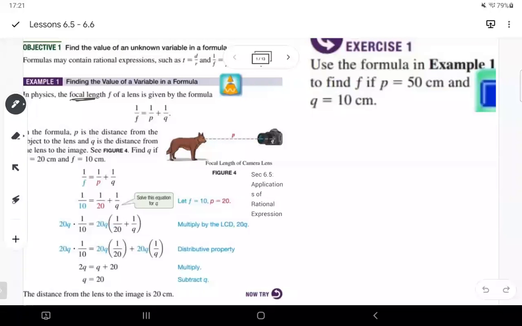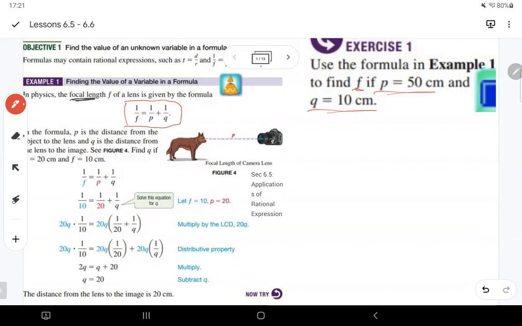All right, guys, so we're going to do lesson 6.5 of rational expressions. So the first thing you want to do here is we have to use the formula from example 1 with the information we're given in our exercise.